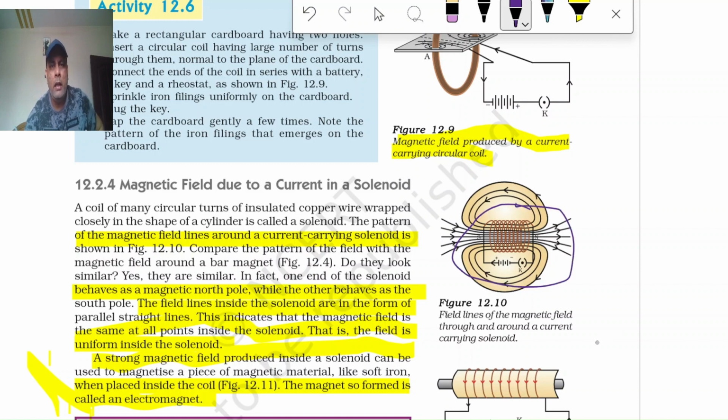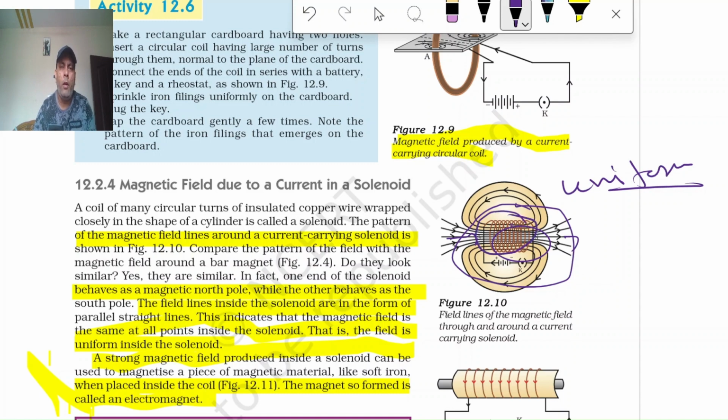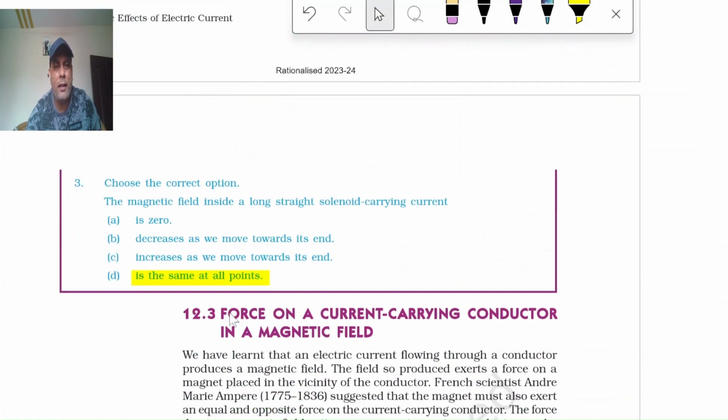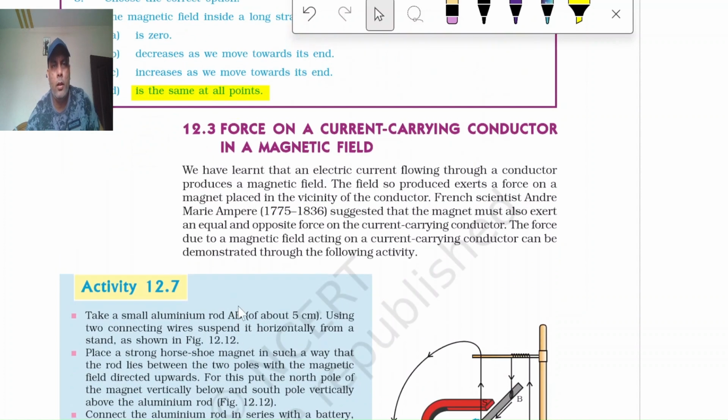Now coming to the solenoid, if you see, the magnetic field inside the entire solenoid will be uniform. Inside the solenoid the magnetic field is uniform, and outside the solenoid it decreases as we move away from the solenoid. So they are talking about this, and if you go there you will understand the entire thing easily.